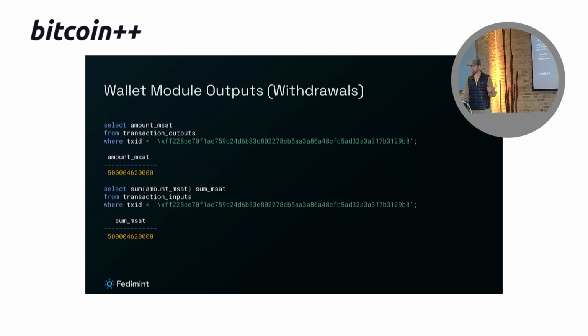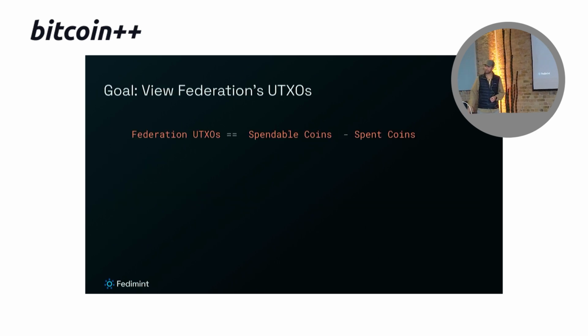And then again, just a quick sanity check. Let's make sure that all the inputs equal all the outputs. They do. Excellent. All right, we got our feet wet with a little bit of exploration of the type of data we can play with. Did some simple things like look for on-chain deposits and on-chain withdrawals. But let's try something a touch more complex.